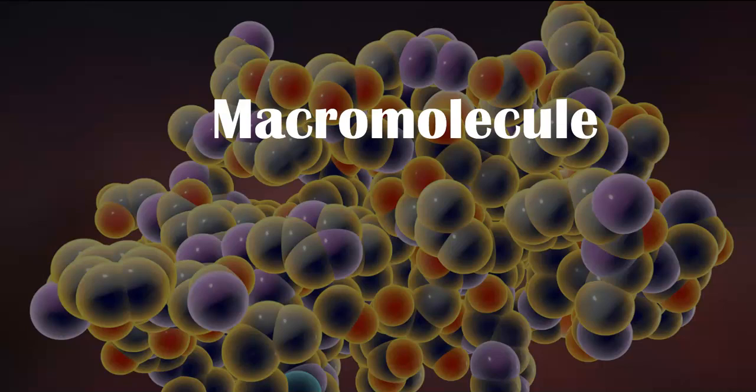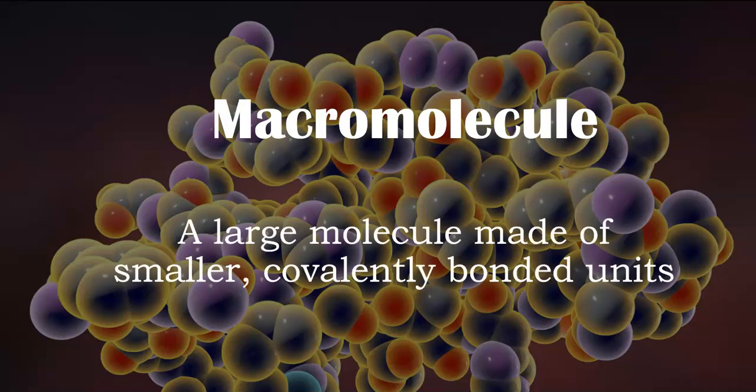But with that being said, a macromolecule is just a big molecule or a big chemical substance that's made of several smaller units that are covalently bonded. But what makes this molecule so macro? It's the number of units. Macromolecules can have hundreds or even thousands of units.